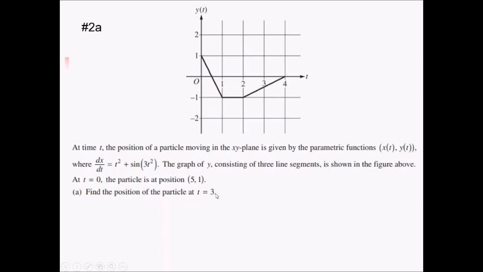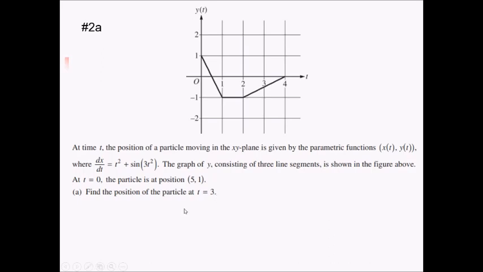For this free response problem, calculator-based, we have a particle moving in the xy plane with x of t and y of t as the parametric functions. They gave us the derivative of x right here. They did not give us the derivative of y. However, they did actually give us a graph of y, which is kind of interesting. And they told us at time 0 the particle is at position 5, 1. All right, so first part here, they want the position at time 3.